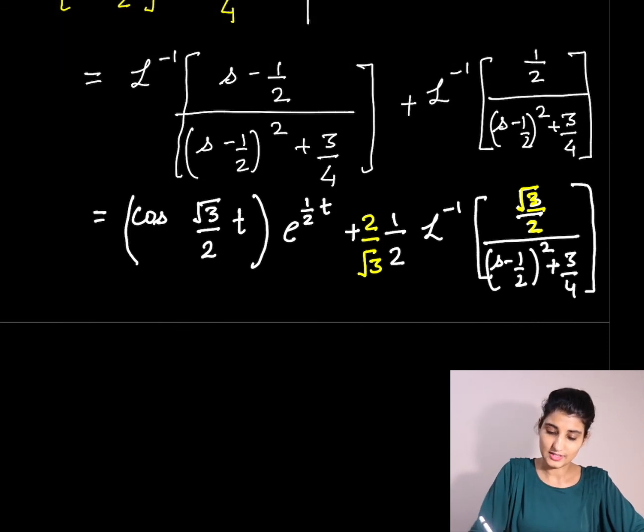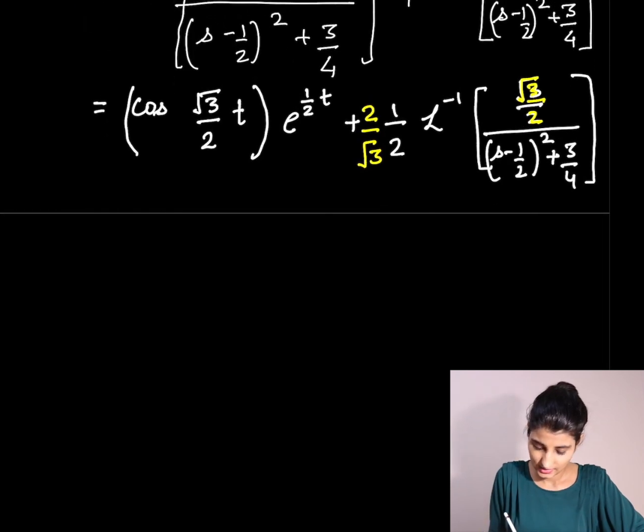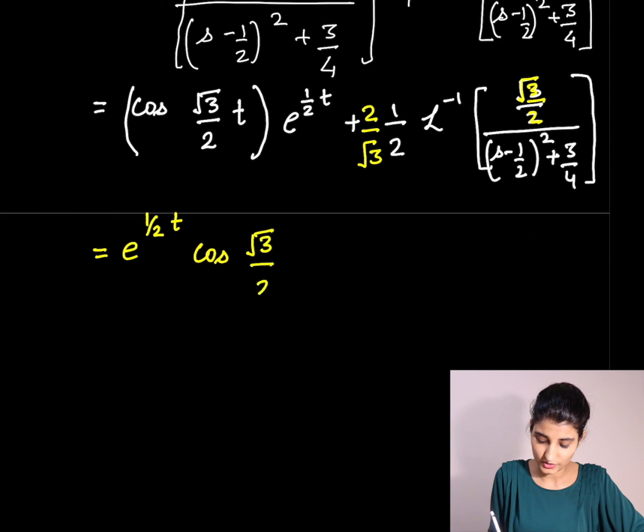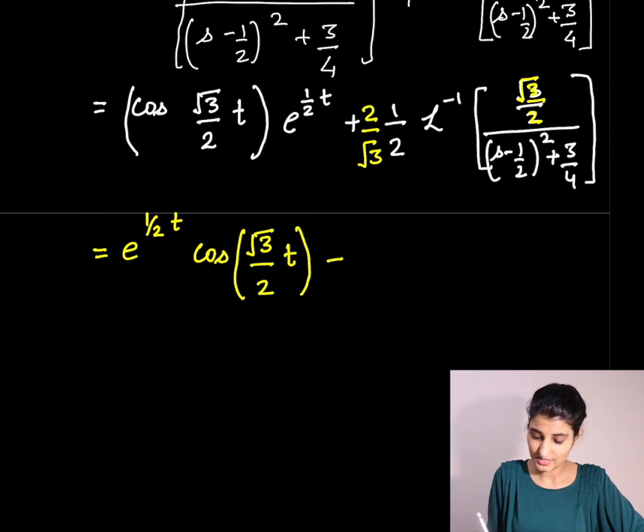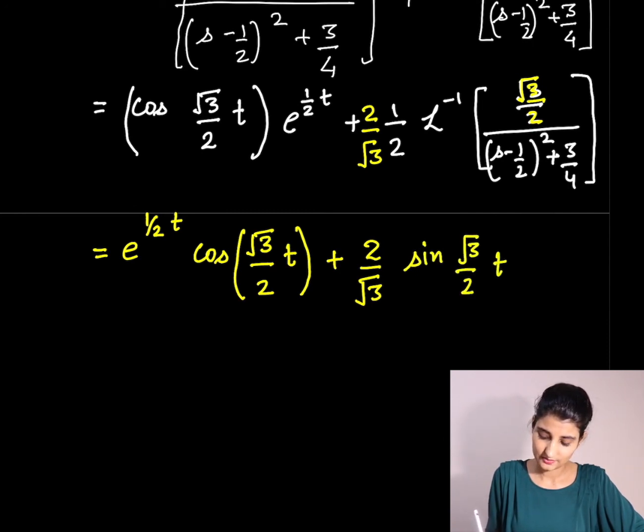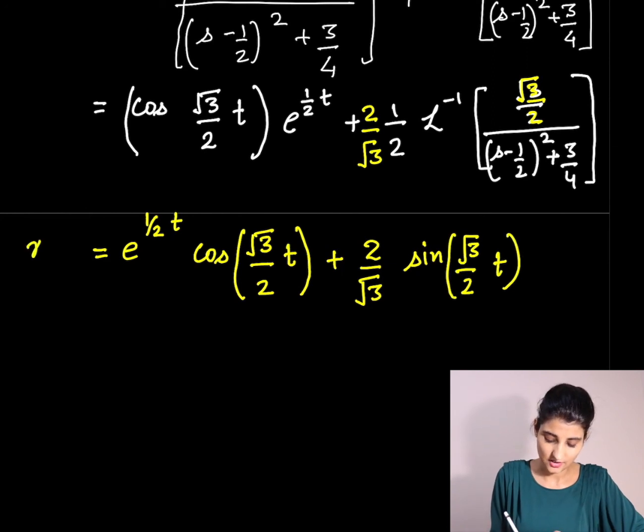So what we'll get is e power 1/2 t times cosine of square root 3 over 2 t plus 2 over square root 3 sine of square root 3 over 2 t. This is our solution.